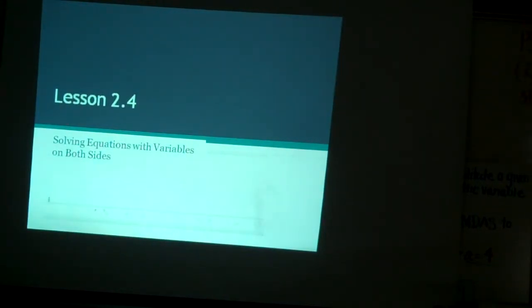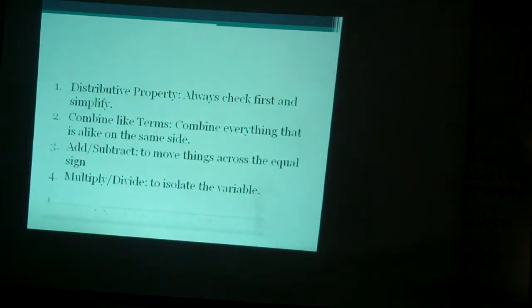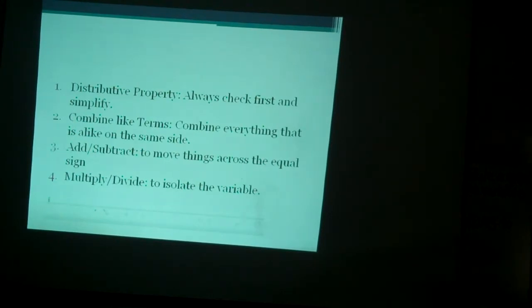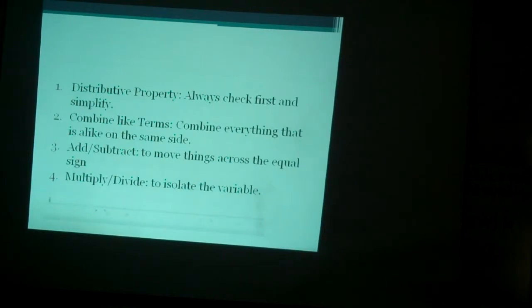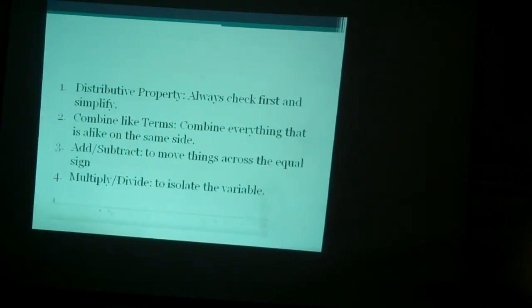Alright, this is lesson 2.4, solving equations with variables on both sides. Again, as in the lesson before, to solve equations with variables on both sides, there's 4 simple steps. First, you must simplify by using the distributive property, if necessary.